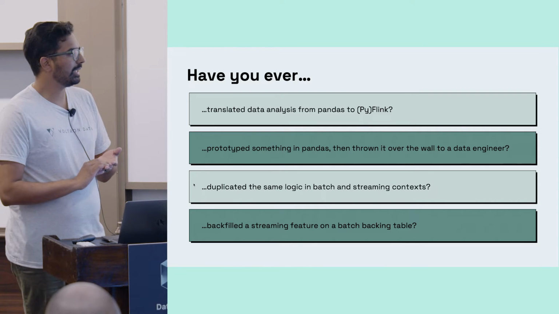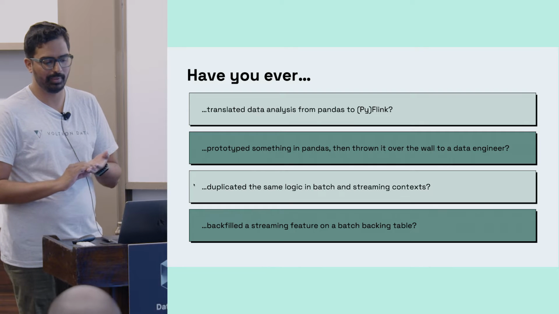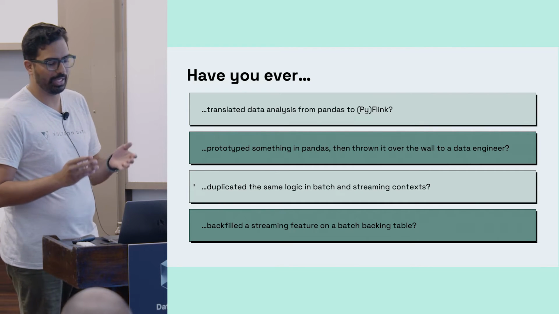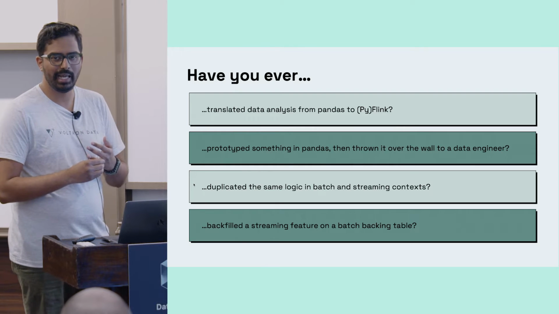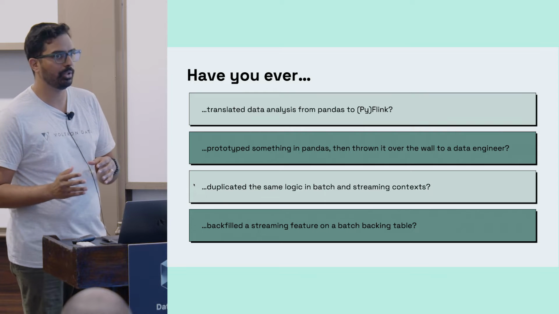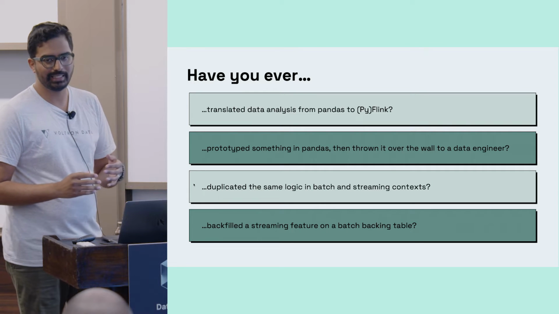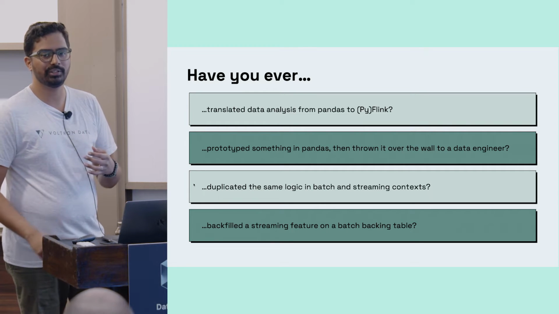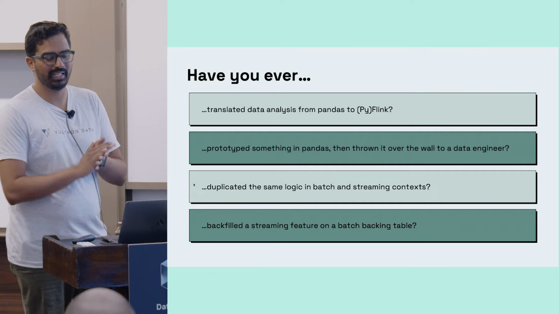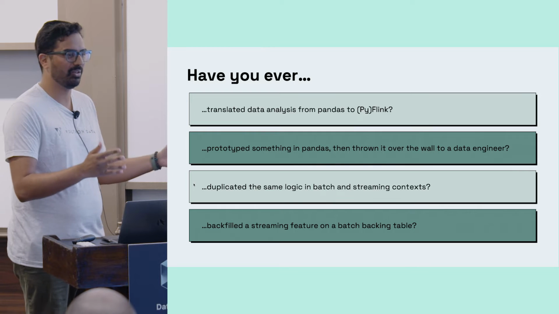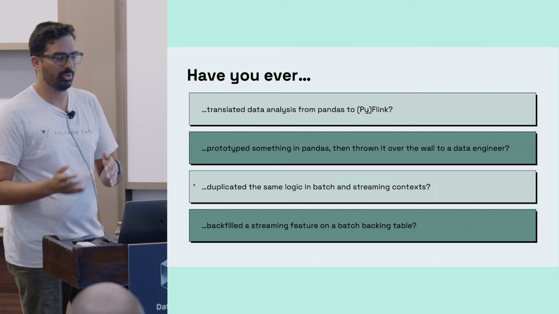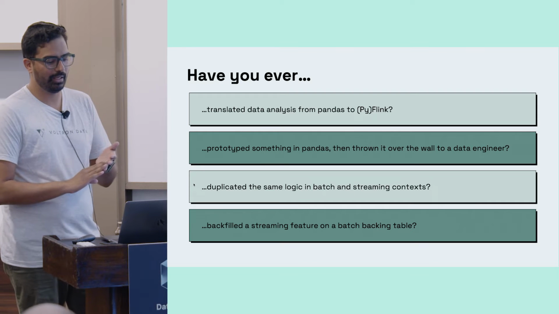And last but not least, have you ever backfilled a streaming feature on a backing table? Without the fancy words, what we basically mean is, have you had a real-time feature that you then need to go back and compute on historical data? Let's say that you want to do training data generation. You can't just say, okay, I'm going to generate training data for now, whatever data is coming forwards, when all of your other training data is on some historical subset. You need to go back and be able to backfill that.